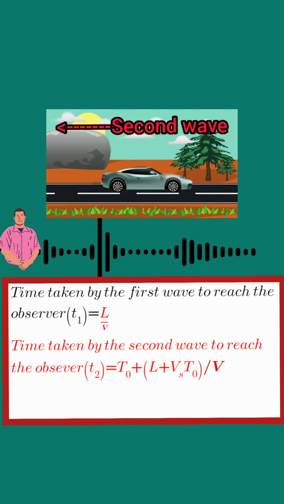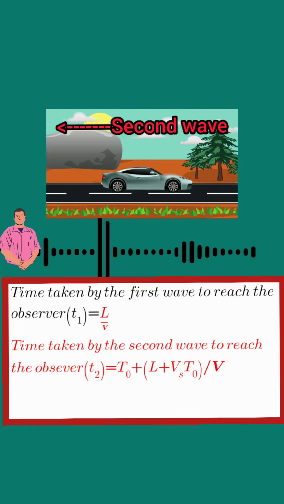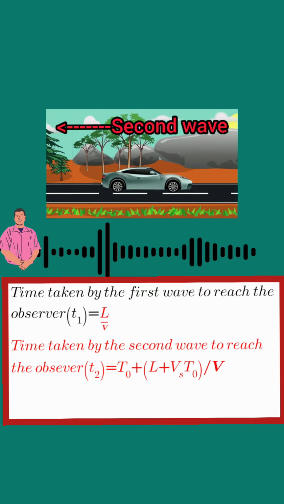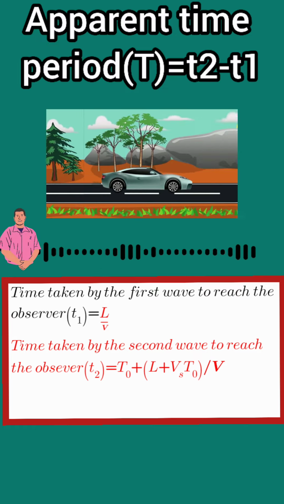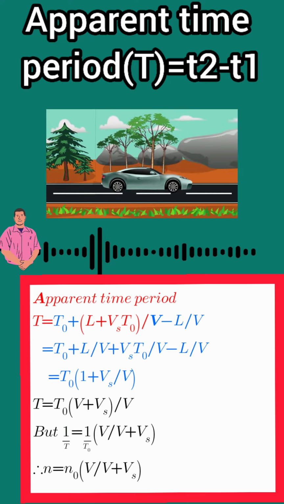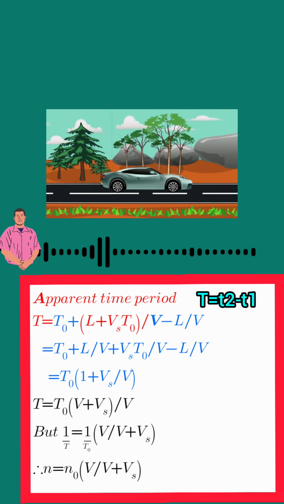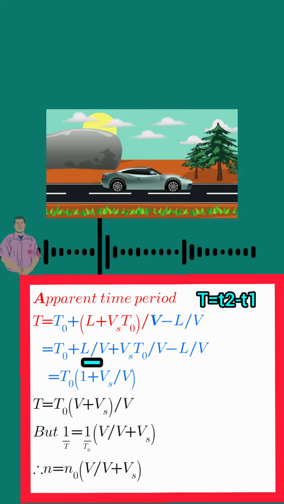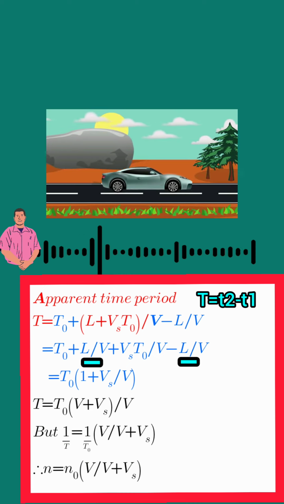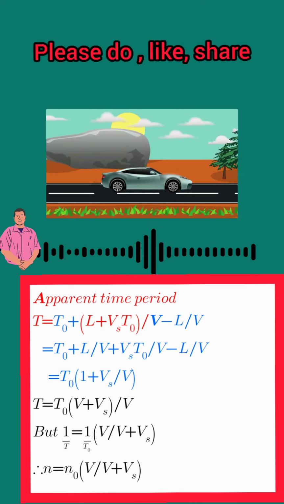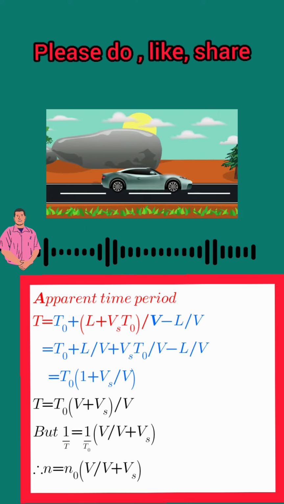Time taken by the second wave to reach the observer, T2, is equal to T0 plus (L plus Vs T0) by V. Therefore, apparent time period T is equal to T2 minus T1. Therefore, T is equal to T0 plus (L plus Vs T0) by V minus L by V. L by V gets cancelled. That is equal to T0 into (1 plus Vs by V).